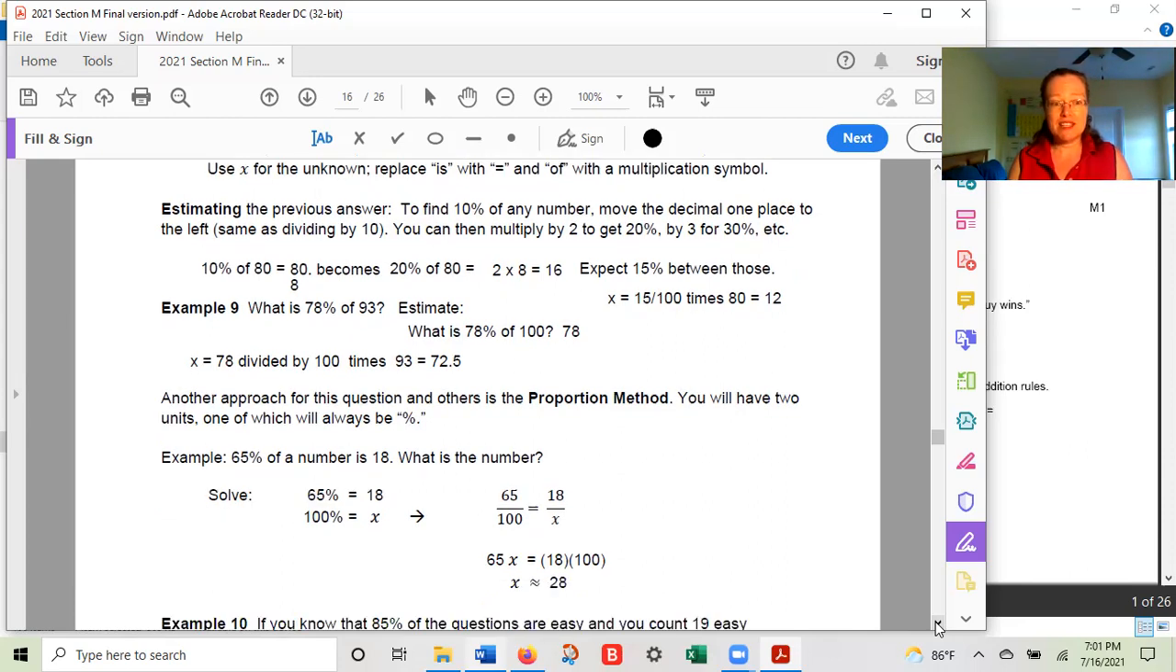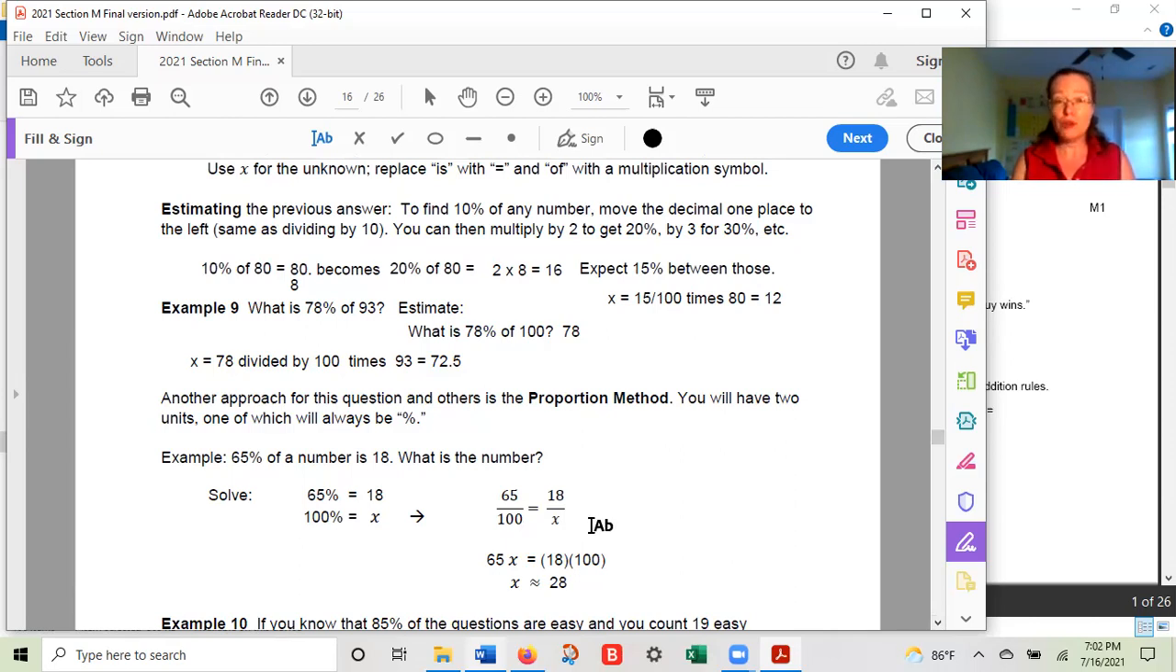They tell us that 65% of a number is 18. So 65%, that goes with 18. To find what the number is, well, we're looking for the total. We're looking for the 100% value. So I'm going to say 100% is equal to x. And because I've lined it up this way and put percent over percent, I now have a proportion. 65 over 100 is equal to 18 over x.